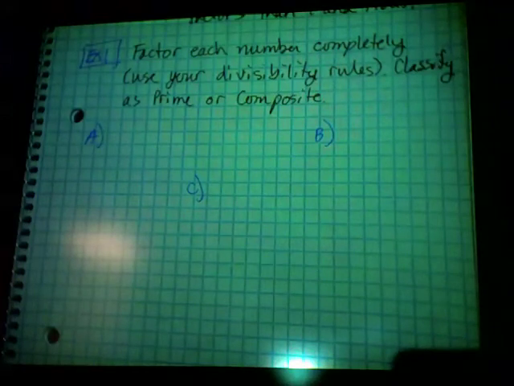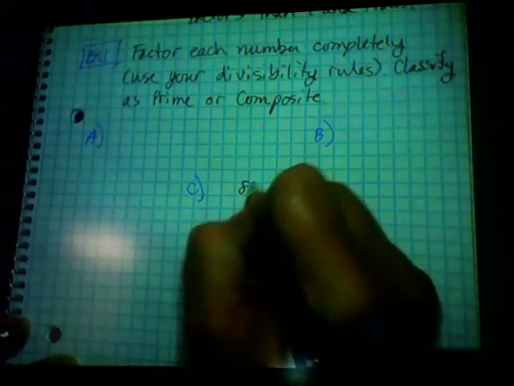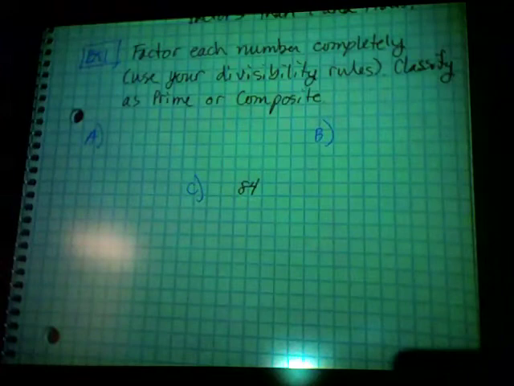You're going to classify them. So here's the number I want you to factor, 84. Here's what I want you to do.